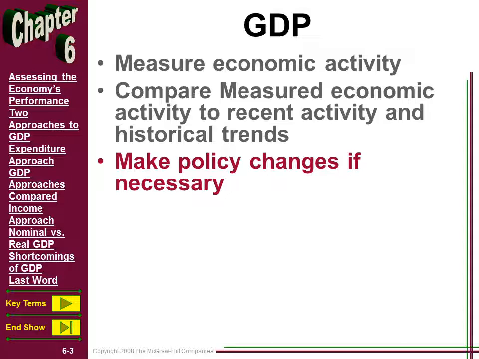We just came out of a severe recession in 2008. It probably started in late 2007, maybe mid 2007. So when the economy faltered, it was obvious after we measured the number and compared it to historical data and recent trends that something had to be done. So this third piece of the puzzle is important: if necessary, make policy changes.